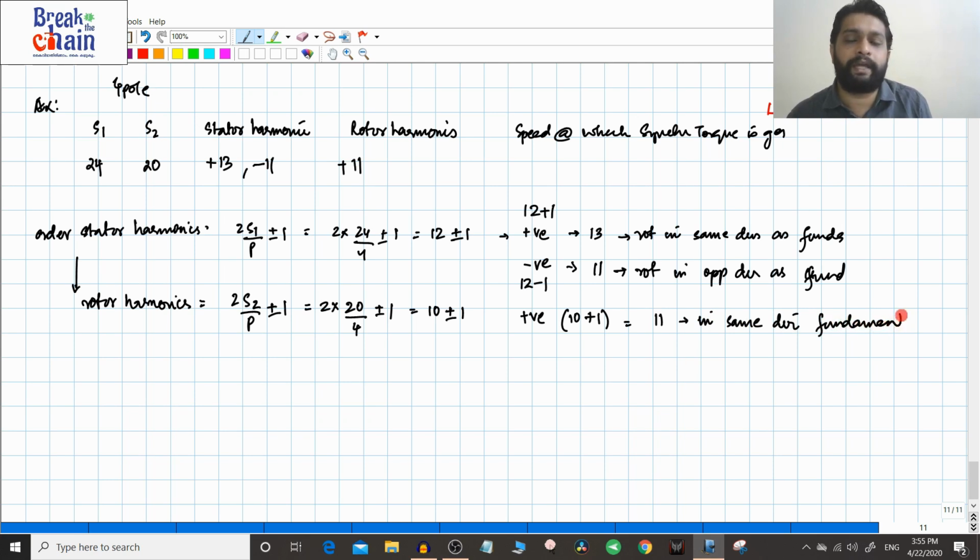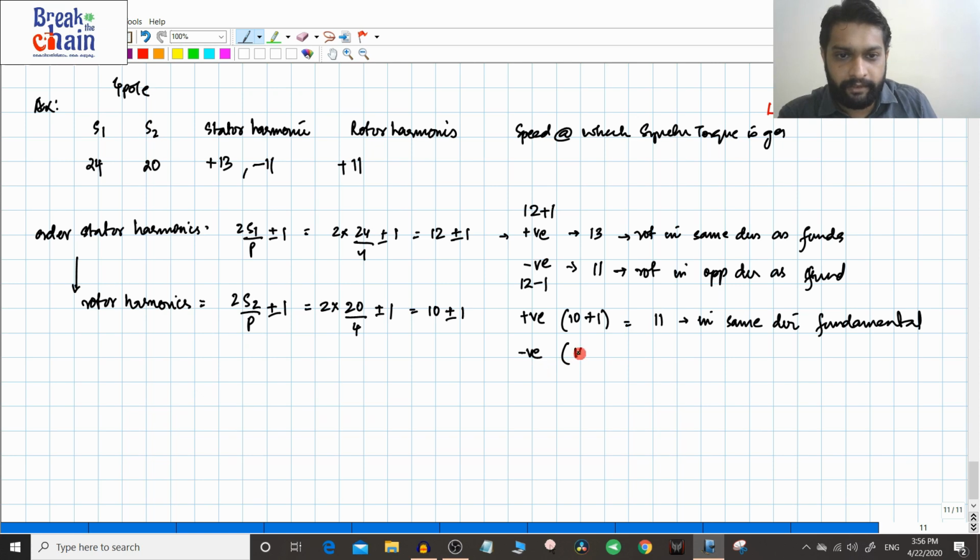What is rotating in the same direction as the fundamental? The MMF, or the harmonic poles which are created due to the MMF, are rotating in the same direction as compared to the fundamental. Okay, that is the basic idea. What is rotating means it is the harmonic MMF, or the harmonic poles which are produced by the harmonic MMF.